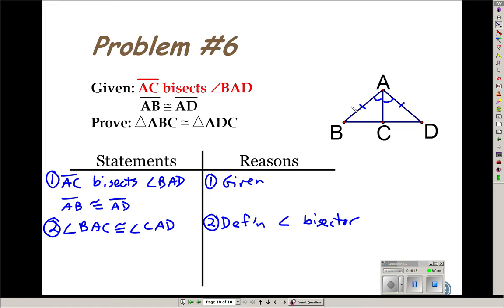Well, that's a pair of sides and a pair of angles. That's not enough information. What else do you have? We have the shared side in the middle, so let's use that too. Segment AC is congruent to itself. Segment AC is on the left triangle and it's on the right triangle. When something is congruent to itself, that's always the reflexive property.